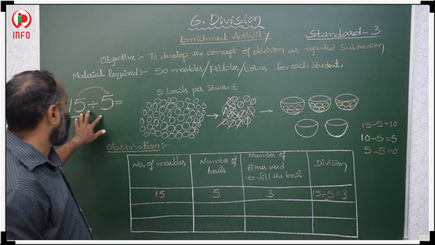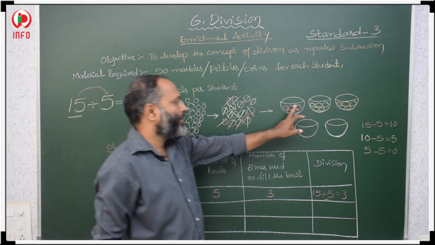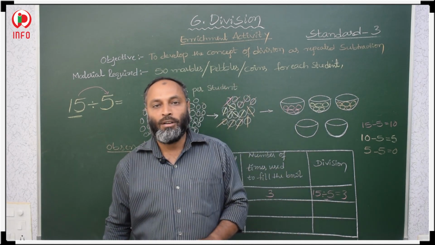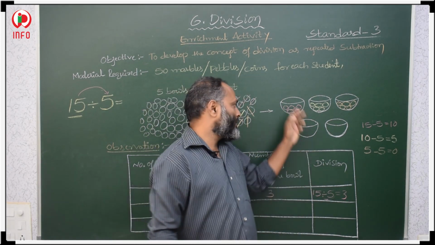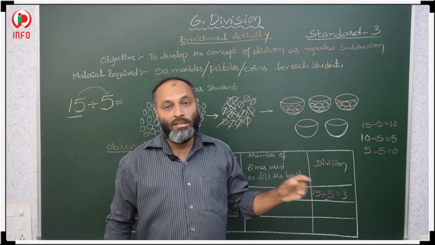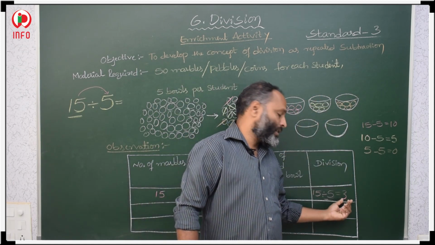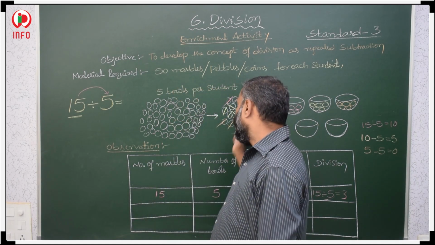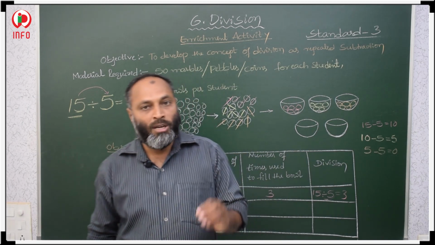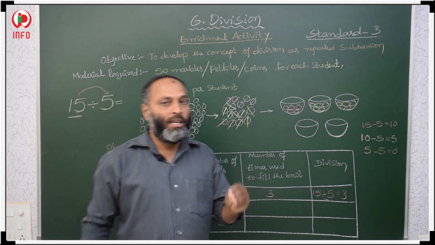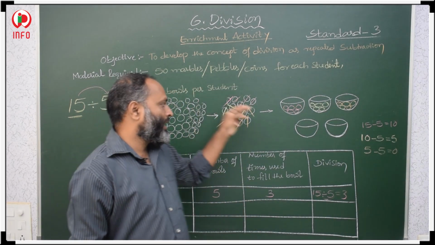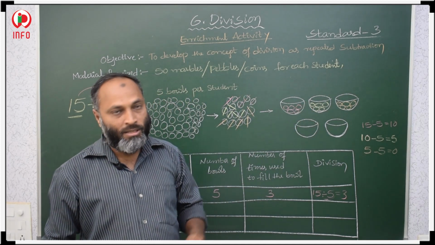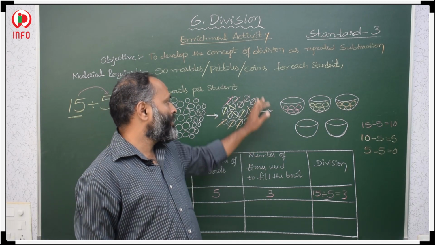It means 15 divided by 5. How many balls did we use here? That we have to write. How many balls did we use out of these 5 balls? That is our answer: 3 times. In the third time, in these 15 marbles, 0 marbles are left. After keeping an equal number of marbles in 3 balls, we are getting 0 marbles left here.